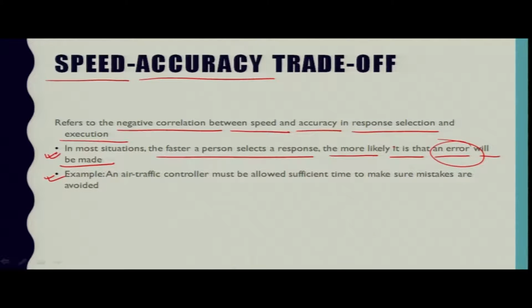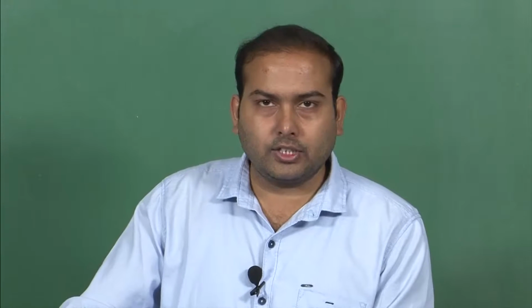As an example, if we take the air traffic controller case, he must be allowed sufficient time to make sure that mistakes are avoided. And there is one specific example here that I have put, but you can take any example based on your daily life activities, and there you can check your response selection and corresponding execution.